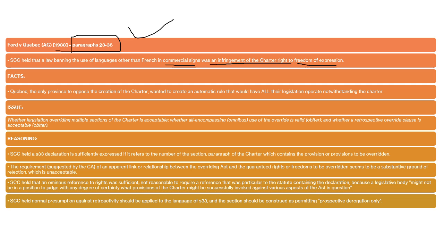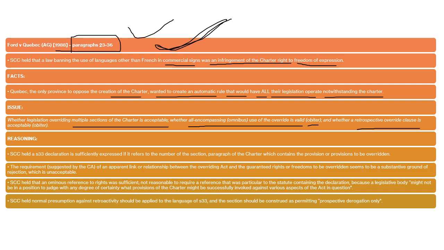Quebec, the only province to oppose the creation of the Charter, wanted to create its own individual separate rule that would make all its legislation operate notwithstanding the Charter. So Quebec wanted to make this particular law. The issue was whether legislation overriding multiple sections of the Charter is acceptable, whether an all-encompassing use of the override is valid here, and whether a retrospective override clause is acceptable. Because here Quebec was trying to bring this in with retrospective effect.